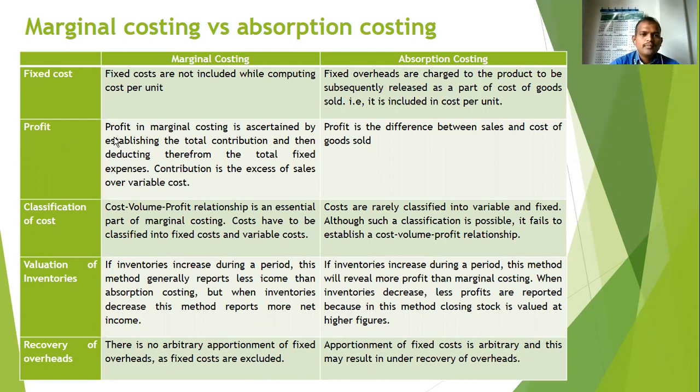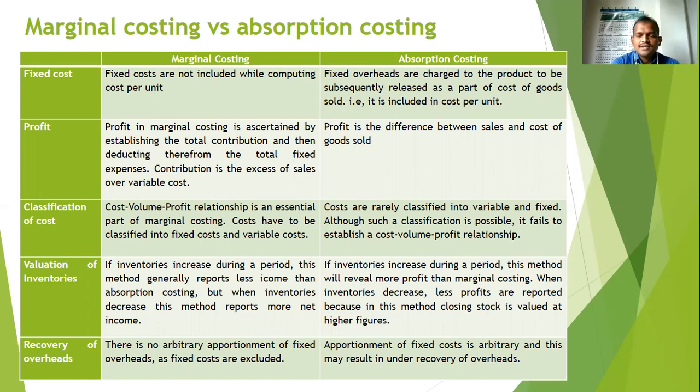Coming to the profit, profit in marginal costing is ascertained by establishing the total contribution. It means, first of all, we will deduct the total variable cost from the sales. Then we will get contribution. After that, we will deduct the fixed expenses from the contribution. Finally, we'll get the profit. Here, profit is the difference between sales and cost of goods sold in the absorption cost.